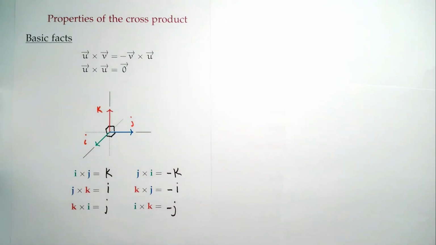Now, okay, that's all nice. But how do we get a formula for just a generic vector? Because these are really special vectors. We want to be able to handle non-special vectors. So something like a, b, c cross d, e, f. Can we handle that? And now we can.